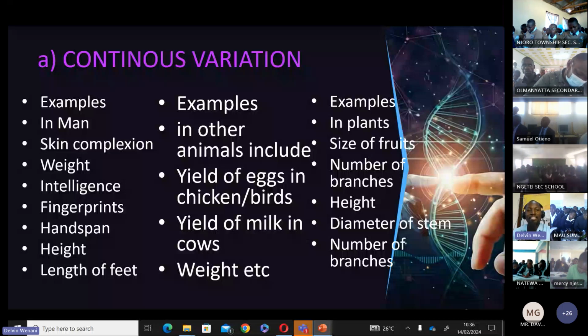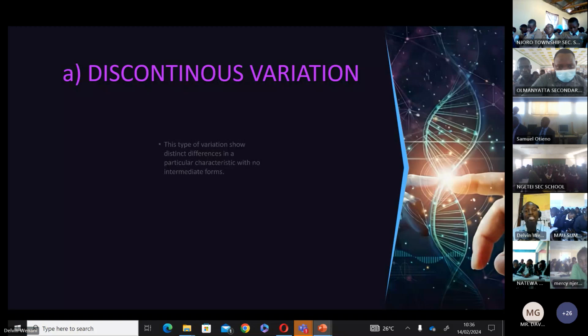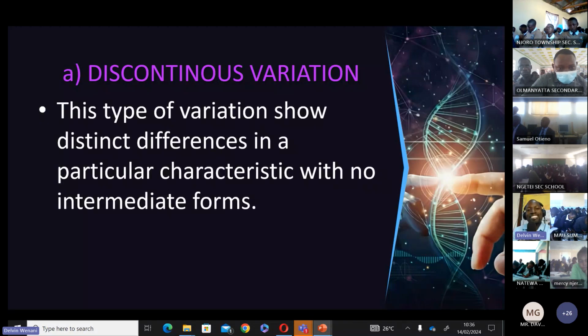Now, next, I want us to look at discontinuous variation. Discontinuous will be simply the opposite of continuous. This is a type of variation that shows distinct difference in a particular character with no intermediate forms. It's either you are on this side or the other side. It's either white or black, blue or red. There's no intermediate in between them. And for this type of variation, I'll give you examples in each case.